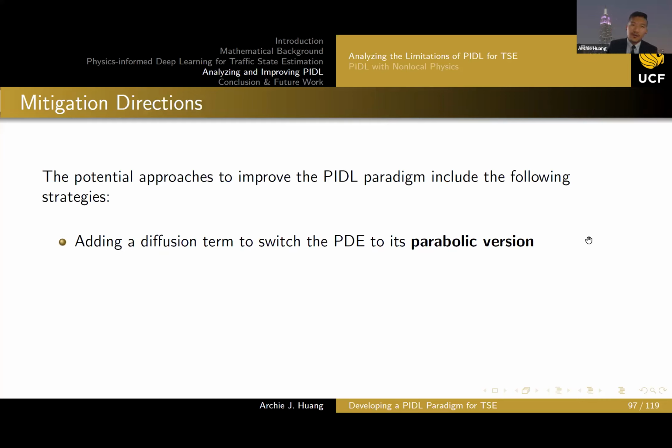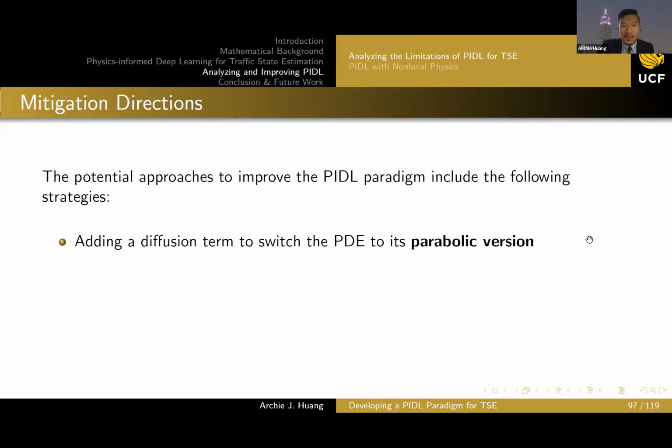So we suggest a few mitigation directions to improve these results. The first direction that I want to mention is, as we have seen from the case study using the testbed data, that adding this diffusion term and switching this hyperbolic PDE to its parabolic version will greatly improve the reconstruction results, as we have seen that the PIDL trained with parabolic PDE has a significantly lower LWR error in the final reconstruction results.